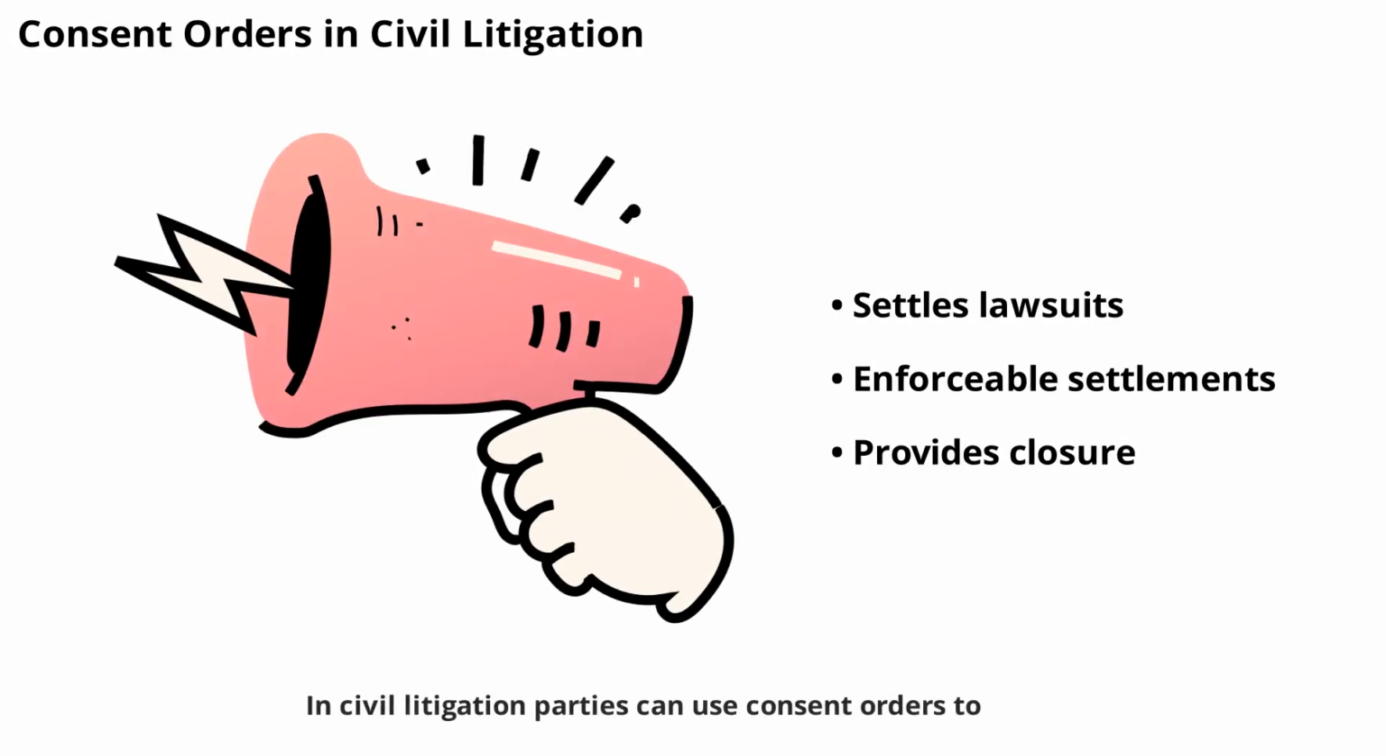In civil litigation, parties can use consent orders to settle lawsuits without going to trial. This might involve payment of damages, changes in behavior, or other agreed actions. The court's approval ensures the settlement is enforceable, providing closure and certainty for both sides.